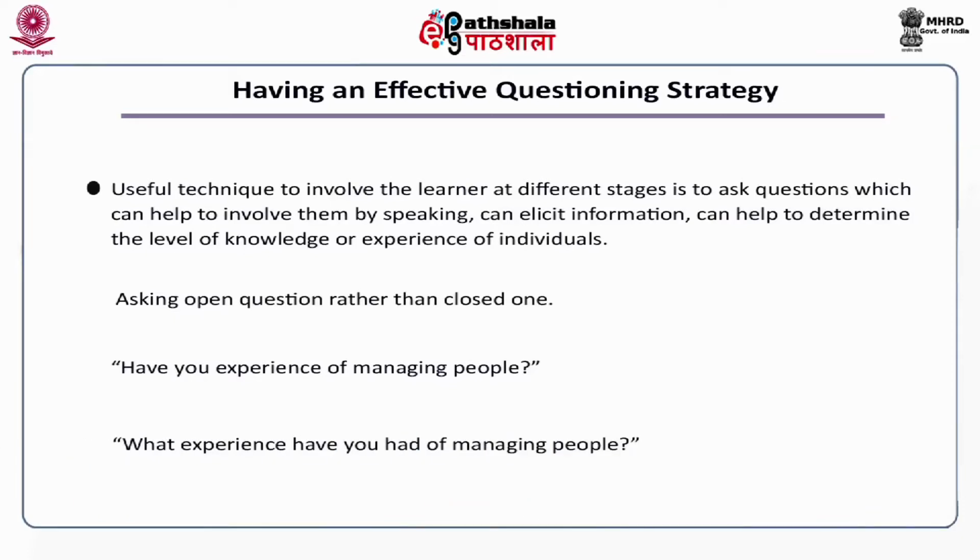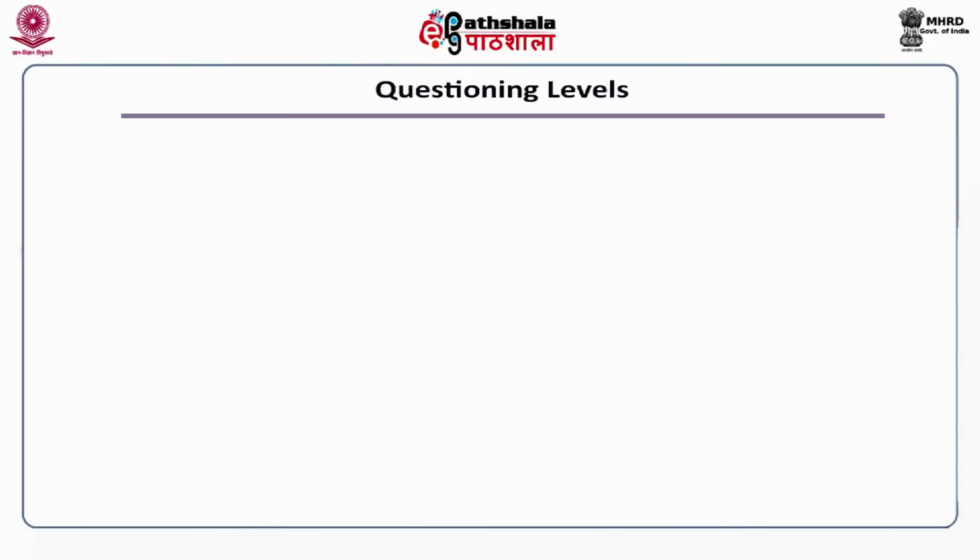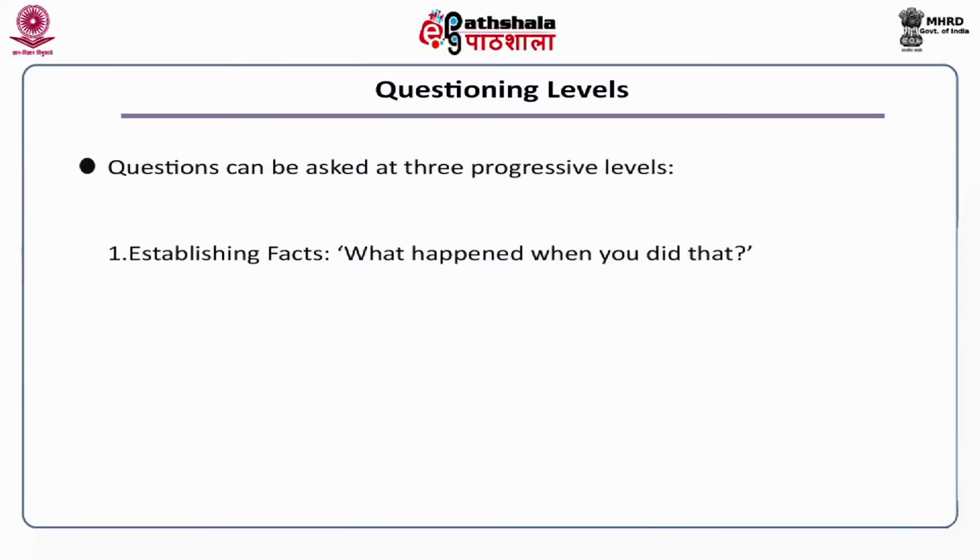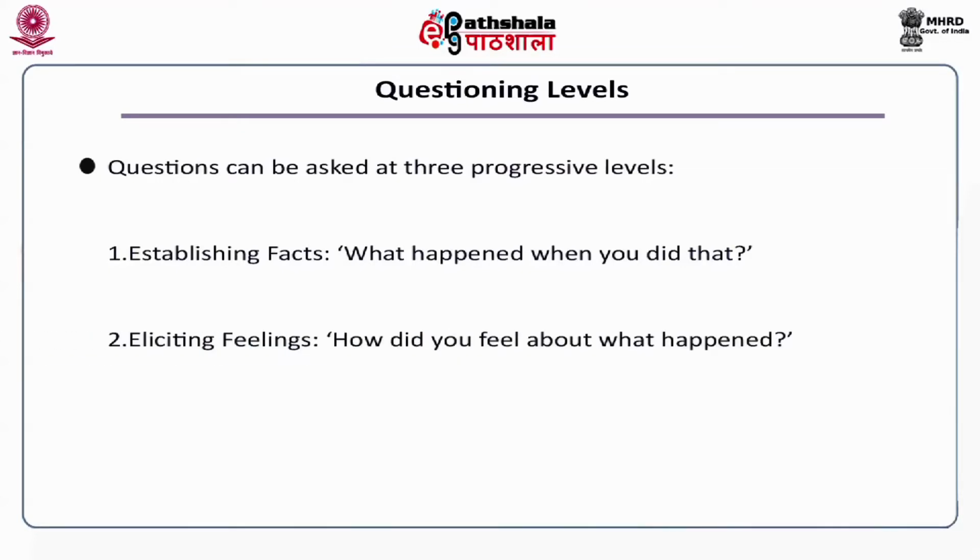Another question, what experience have you had of managing people? So this is an open-ended question, as the trainees will describe their experience rather than simply putting their answer in yes or no form. Questions can be asked at 3 progressive levels. Number 1, establishing facts. What happened when you did that? Second, eliciting feelings. How did you feel about what happened? Third, identifying values. For identifying values, questions such as, what did this mean for you, can be asked.